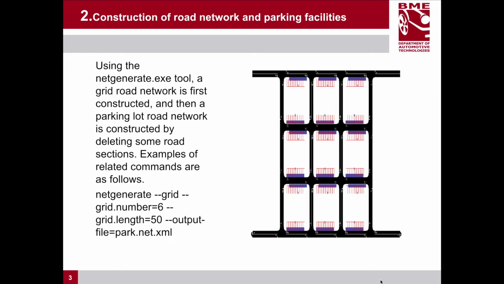First, build a grid road network and then construct a parking lot road network by deleting some road sections. On the basis of this road network, a parking area is constructed in the road concession, as shown in the figure.